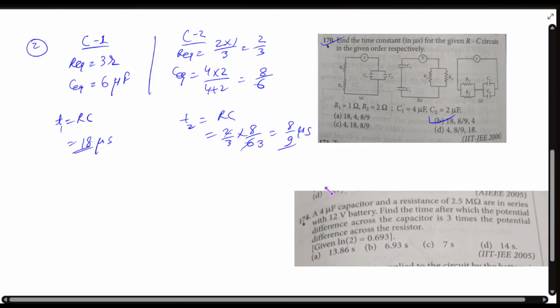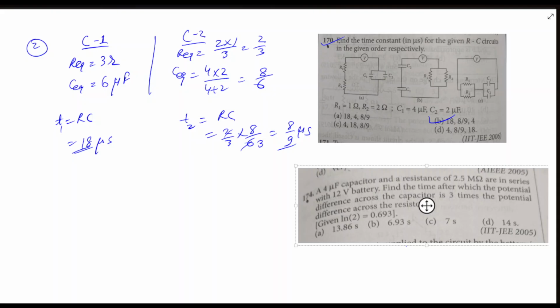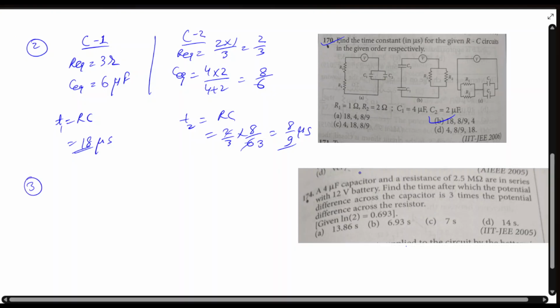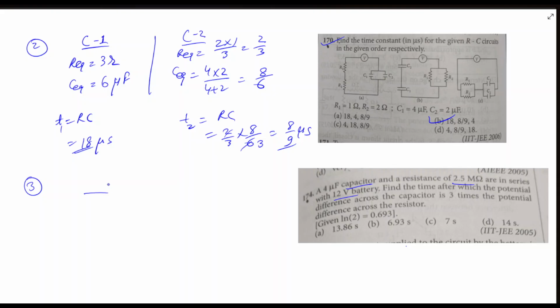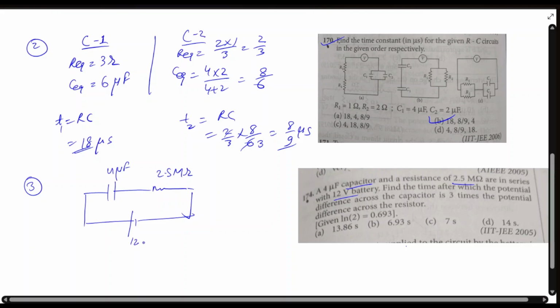So this is our third question. Now what we have, a 4 microfarad capacitor and a resistance, these are in series with a 12 volt battery. Okay, so in this situation we have a capacitor of 4 microfarad and a resistance of 2.5 mega ohm. Okay, so this capital M represents mega ohm, 10 raised to power 6. And we have a battery of 12 volt. All are connected in series.